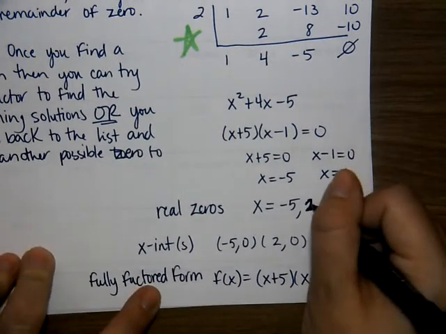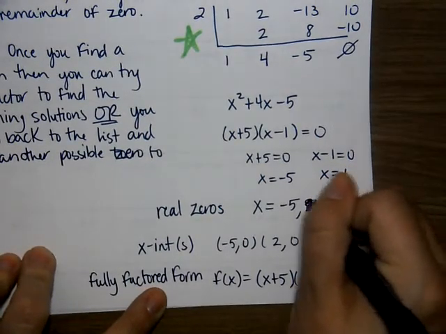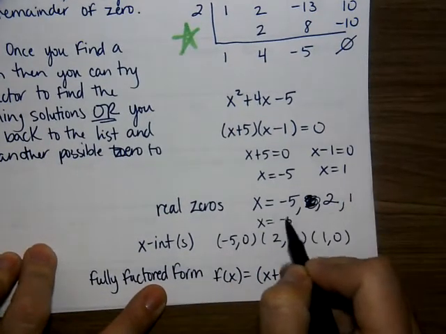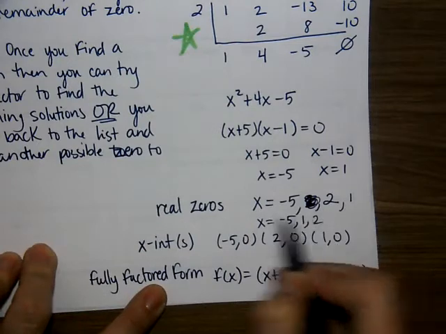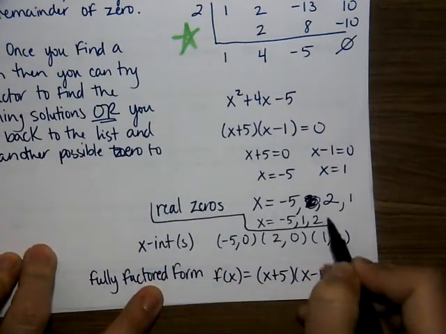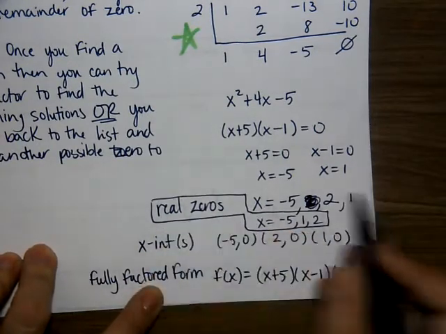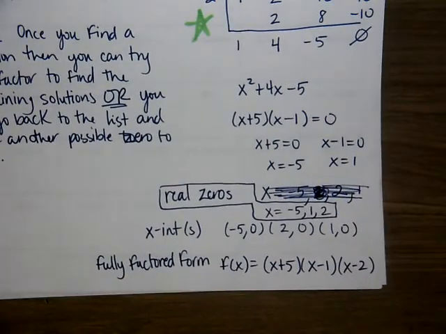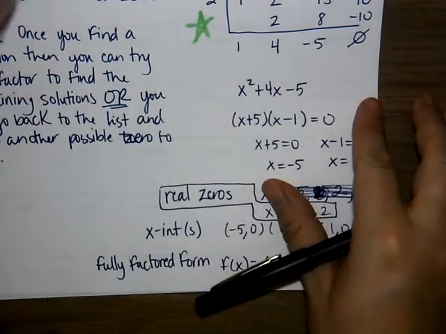This question said, give me the zeros. I'm going to write this better. So x equals negative 5, 1, and 2 would be my final answer. Okay, that's what this question was asking for. Any questions? Still not done. It's okay, we're having a lot of fun.